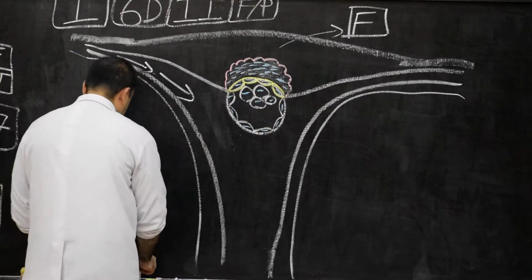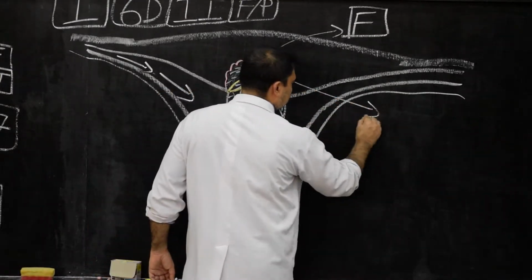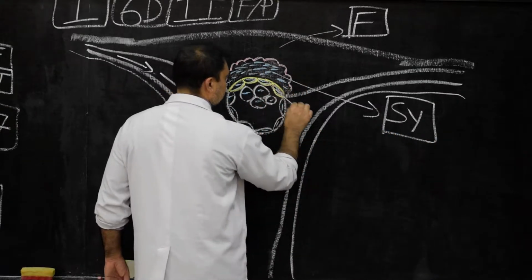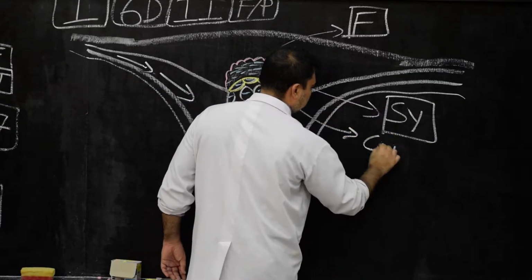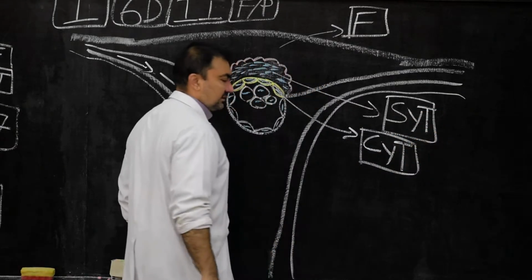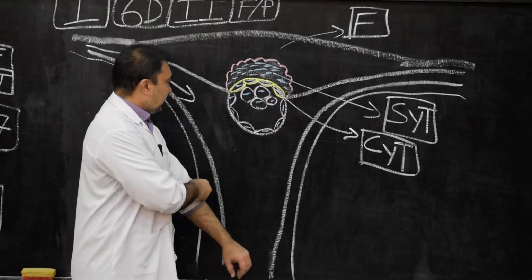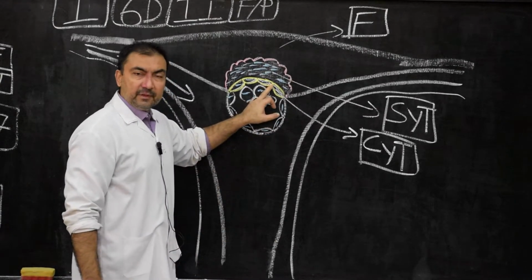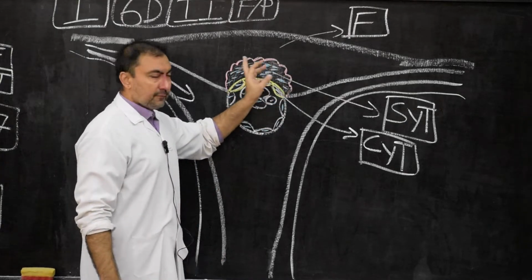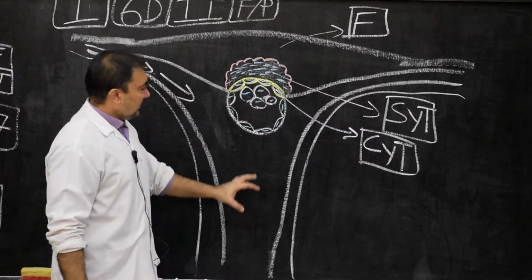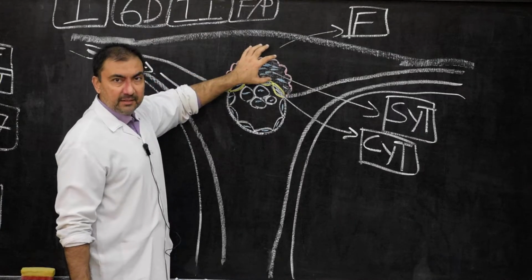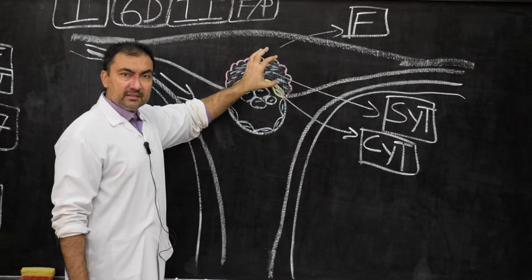Here we are going to name these two layers. This layer will be known as syncytiotrophoblast, and this layer will be known as cytotrophoblast. The cytotrophoblast will have the property where it undergoes mitosis and replaces the syncytiotrophoblastic cells. As a result of this property, the entire blastocyst will encroach the endometrium and finally be lying within the decidua.